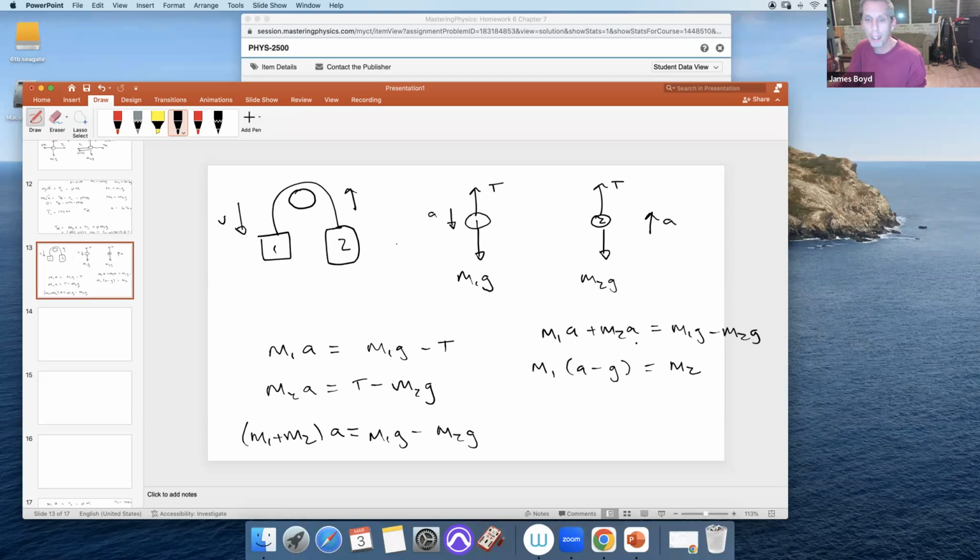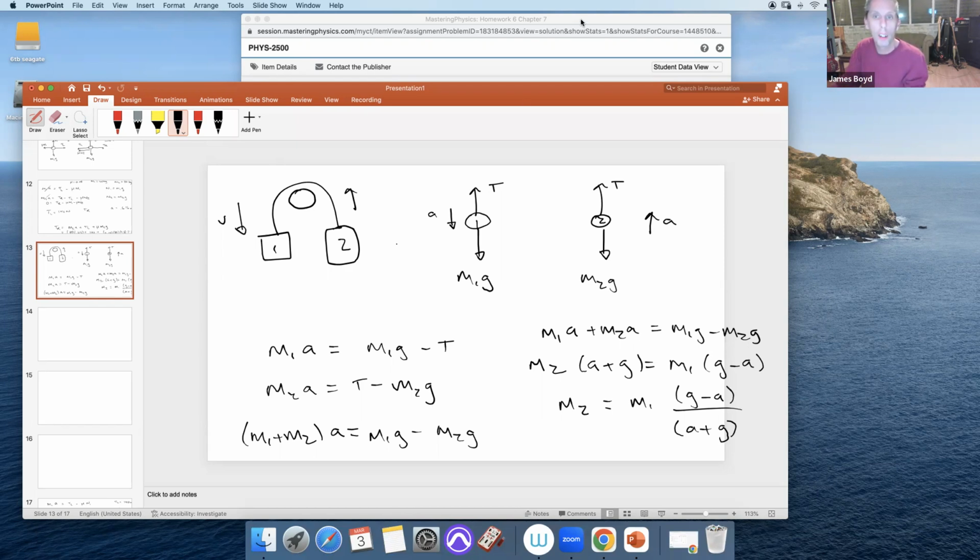Actually, let's do this the opposite way. Let's move all our M1s over to the other side. So on this side I get M2a, move that over, and I get plus g, equal to M1g minus a. That's just combining like terms. That means M2 is related to M1 by the following ratio: g minus a over a plus g, or g plus a.